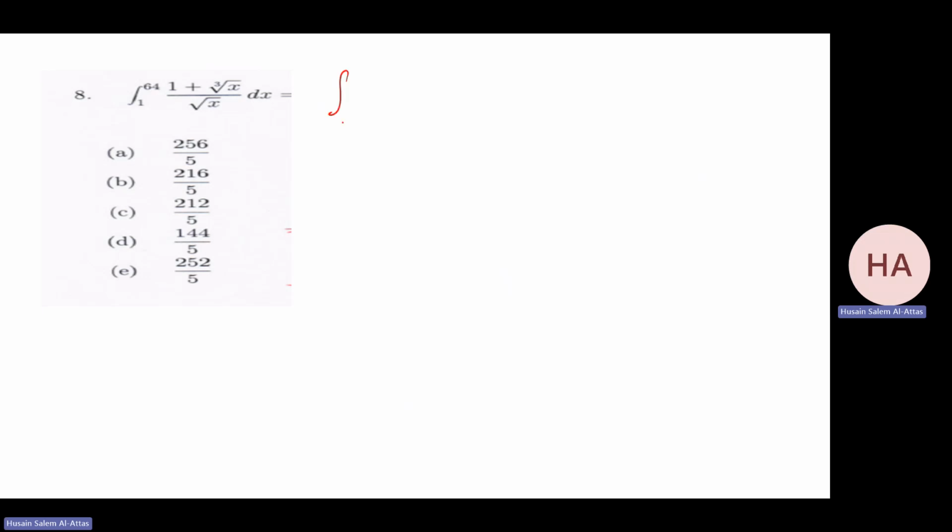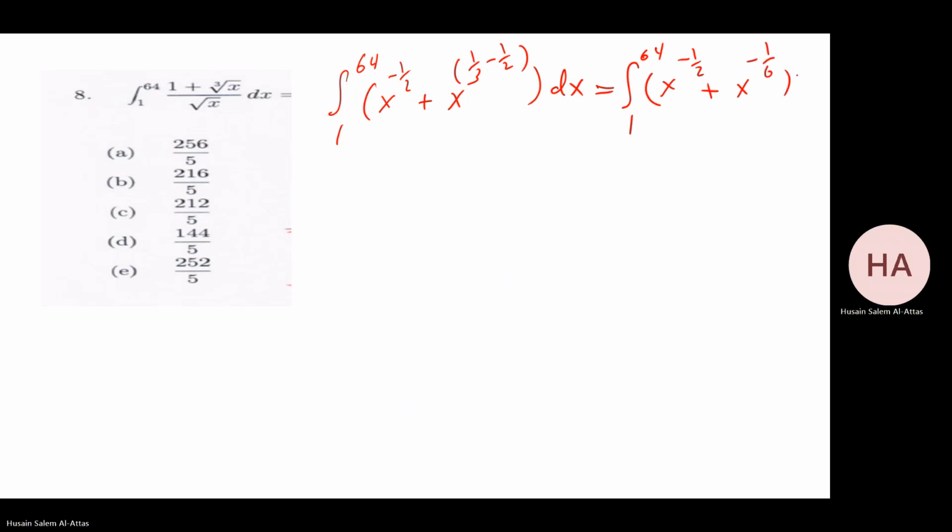This one, a matter of calculation, 1 to 64. I have x to the power minus half plus x to the power 1 over 3 minus half dx, which is 1 to 64, x to the power minus half plus x to the power minus 1 over 6 dx. Integrate, add 1, that will be half, so that will be 2x to the power half. This one is what? Add 1, that will give me 5 over 6, that will be plus 6 over 5, x to the power 5 over 6, from 1 to 64.